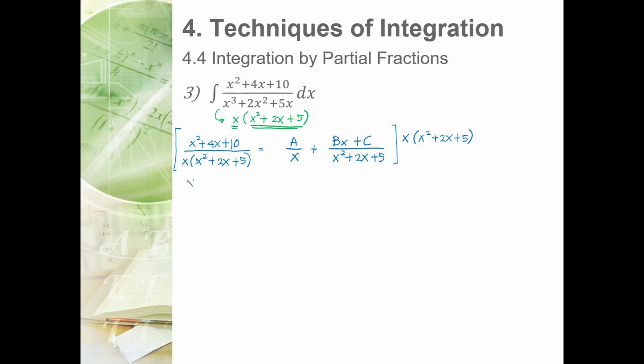Multiplying everything with the denominator on the left side of the equation, that's x times x squared plus 2x plus 5, we have x squared plus 4x plus 10 is equal to a times x squared plus 2x plus 5, plus bx plus c, then times x. I think you follow this process, right? We are just multiplying the LCD.